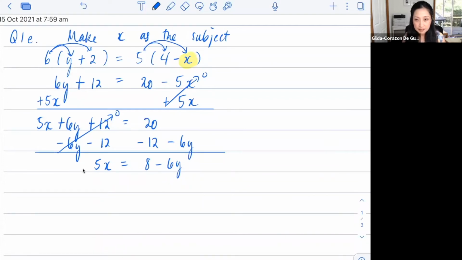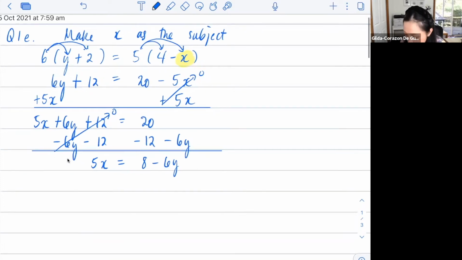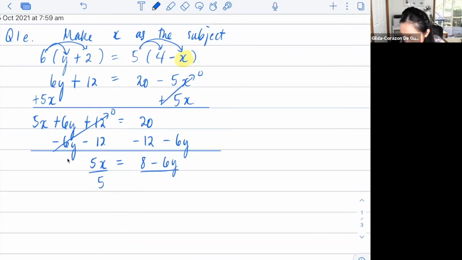Now you've got 5x. You're pretty close because you want x by itself. You want to get rid of the 5. You divide both sides by 5. What you do on one side, you do on the other, to keep the balance. And therefore, you've got x equals 8 minus 6y over 5.